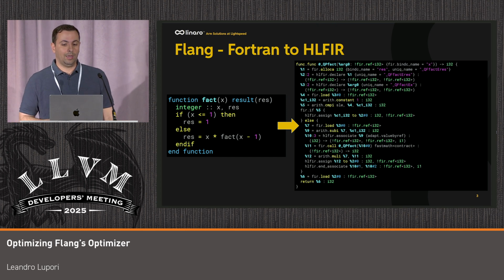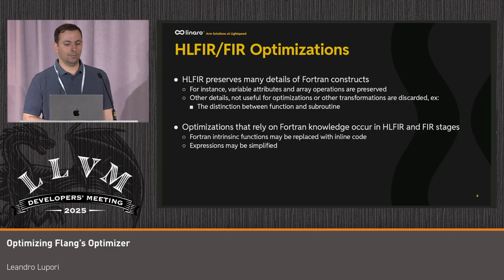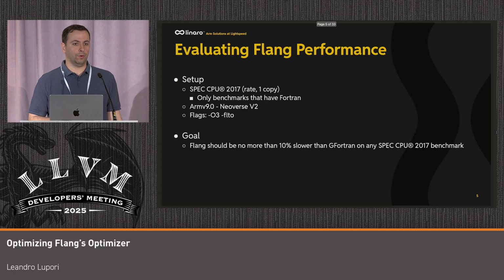So in this slide, we have an example of this step, the lowering from Fortran to HLFIR. And we can see that besides the operations with HLFIR and FIR, there are also some other MLIR dialects being used, such as Func and Arith. And an important point is that HLFIR preserves many details of Fortran constructs, so it's the ideal stage to perform Fortran-specific optimizations that rely on Fortran knowledge.